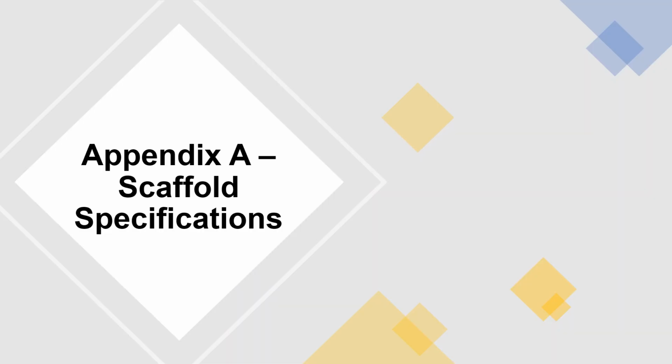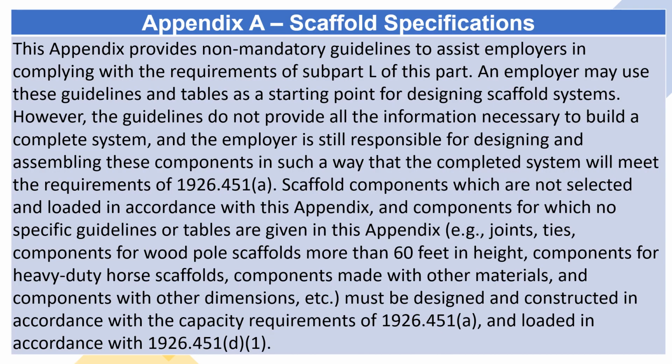Appendix A. Scaffold Specifications. This appendix provides non-mandatory guidelines to assist employers in complying with the requirements of Subpart L of this part. An employer may use these guidelines and tables as a starting point for designing scaffold systems. However, the guidelines do not provide all the information necessary to build a complete system, and the employer is still responsible for designing and assembling these components in such a way that the completed system will meet the requirements of 1926.451(a).